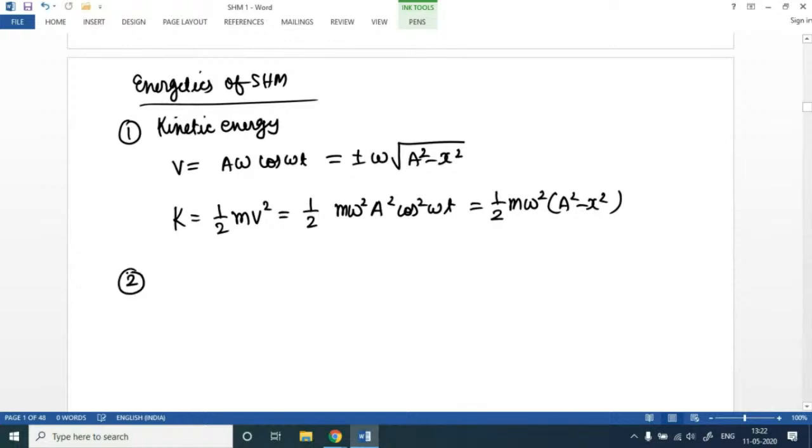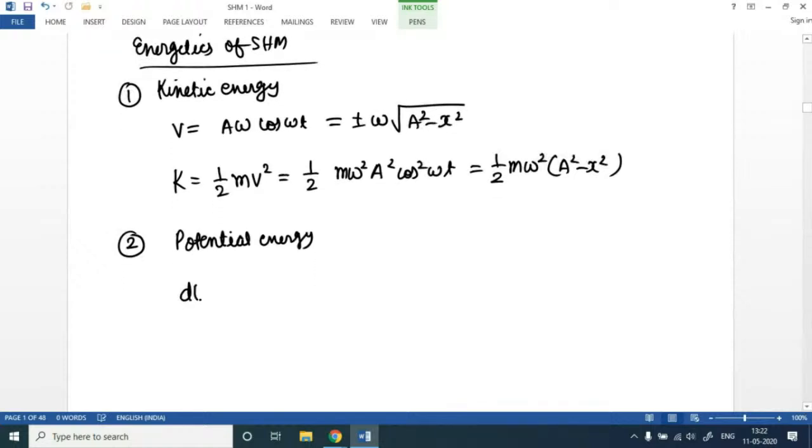And the second is, let's talk about potential energy also of the particle executing SHM. You should realize the change in potential energy dU is defined as nothing but minus F dx, and F can be written as minus m a. So a as a function of x we know, because the variable here is x. So this will simply give us m omega square x dx.